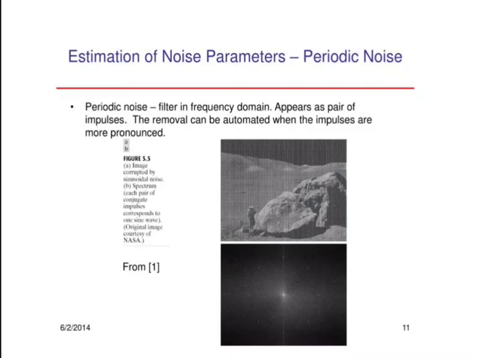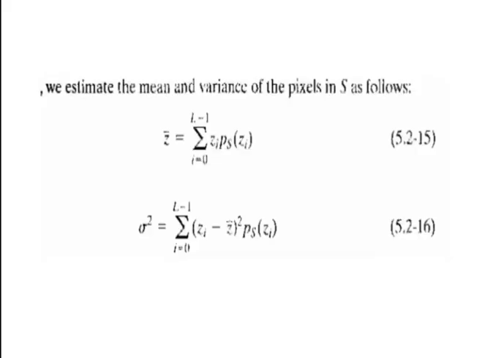z bar is equal to the summation of i equals 0 to L minus 1 of z_i p_S(z_i). Sigma square is equal to the summation of i equals 0 to L minus 1 of (z_i minus z bar) square p_S(z_i). The shape of the histogram identifies the closest PDF match. If the shape is approximately Gaussian, then the mean and variance are all we need because the Gaussian PDF is completely specified by these two parameters.